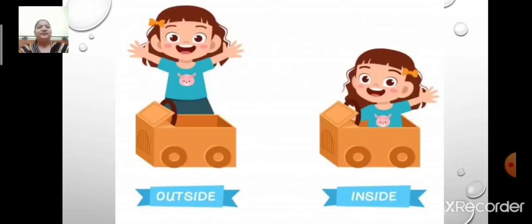Next, outside, inside. This girl is standing outside the box and this girl is sitting inside the box. So outside and inside are the words opposite to each other.